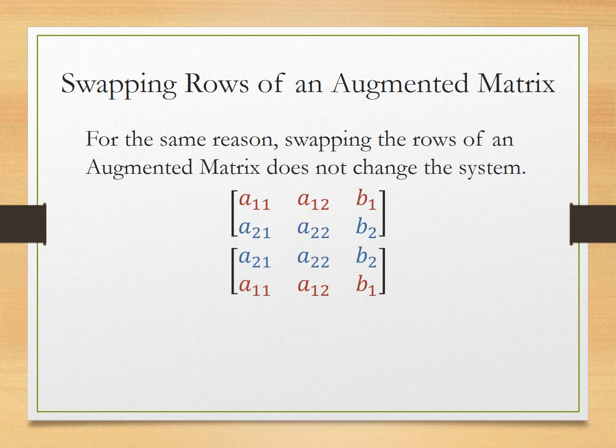Now you cannot swap the third one though. Swapping the third one will be different. So you can swap the first 2, but you can't swap the last one. So generally we don't swap columns that often, but we swap rows pretty often. So let me write it down.